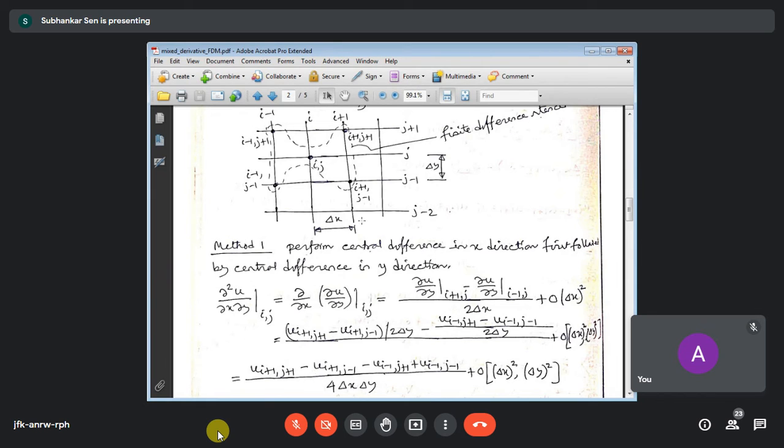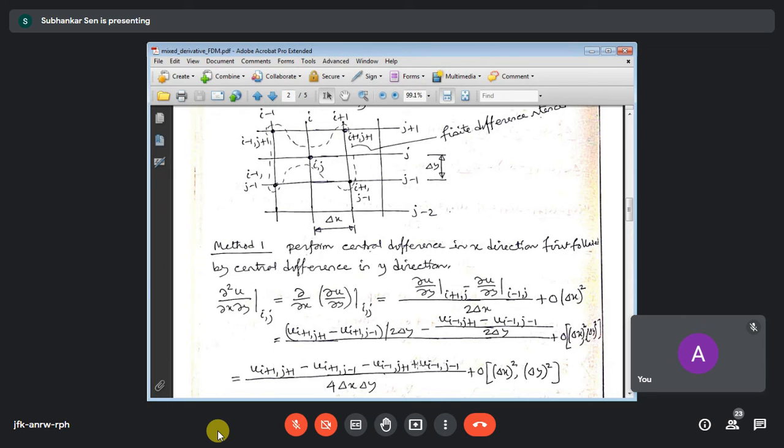This is the point u(i+1, j-1), but this is plus and this is minus. Then u(i-1, j+1). So this is the point u(i-1, j+1). And finally we have the bottommost corner, the bottom left corner: i-1 and j-1.